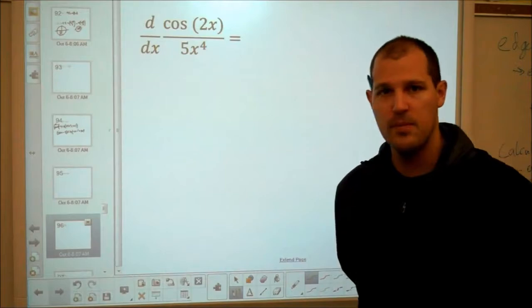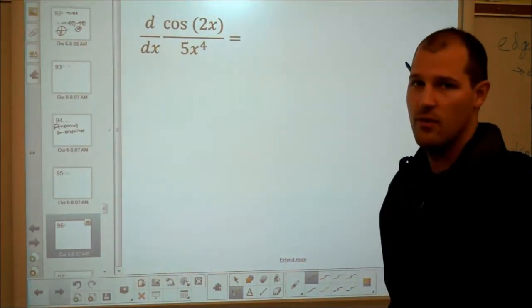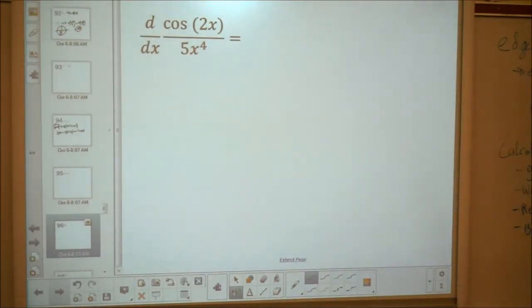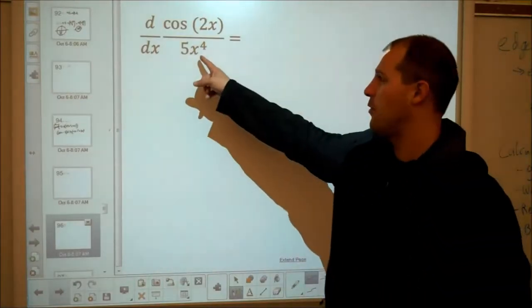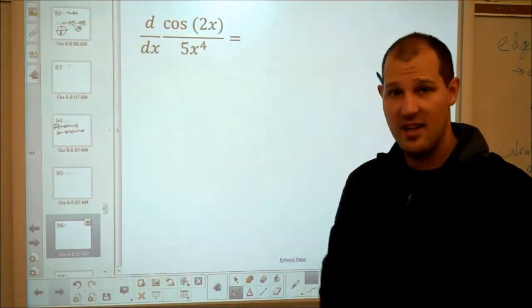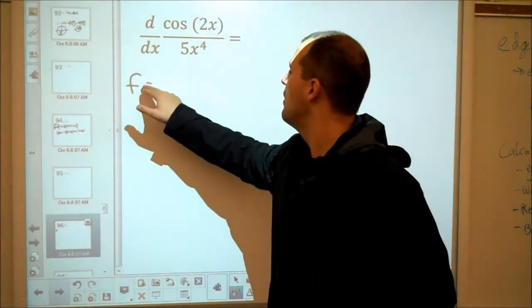Okay, let's try this one. So again, we're going to pause. We're going to ask ourselves what rules are necessary to deal with this. Try to figure that out for a sec. Certainly we need a power rule. Certainly we need to differentiate cosine, but notice there's a fraction. That indicates to us that this is a quotient rule. So let's build a little cloud.